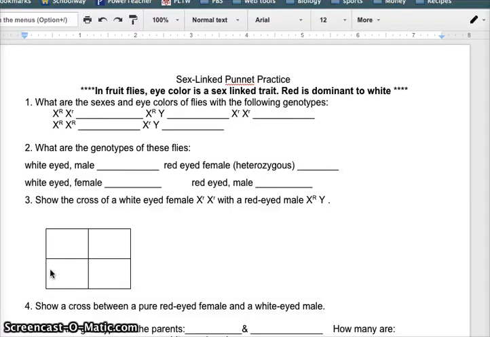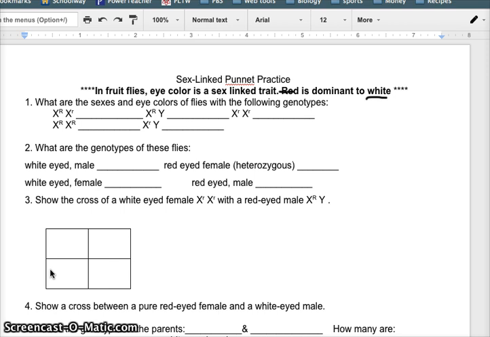Alright, you looked at sex-linked Punnett squares with the Flintstones and a little bit with the notes, and now you're just going to do one more practice sheet with it. You're going to look at two traits on the front sheet. Front side, it's the eye color sex-linked trait, red is dominant to white. Alright, so red is dominant to white.